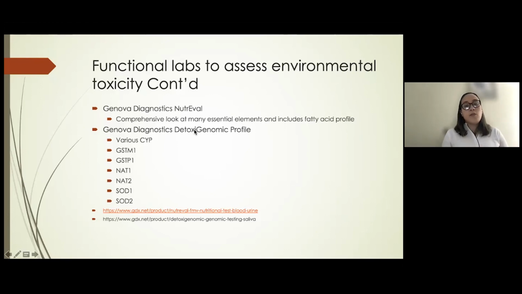And then there's this one test from Genova. It's called the Toxigenomic Profile. So it looks at various different SNPs, genetic SNPs in glutathione, NAC, and superoxide dismutase. Obviously, this is a great test for anyone you suspect has impaired detoxification, and perhaps you want to take it to the next step and prove it and see where in the detox pathway they need support.